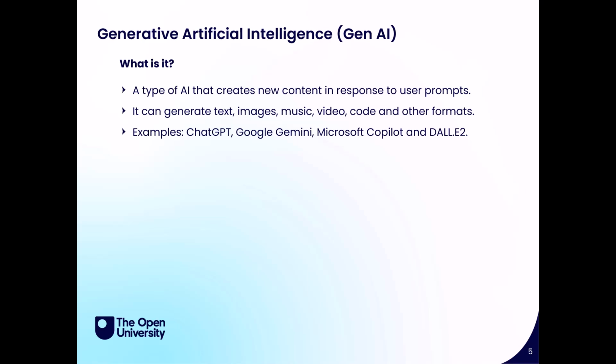But what is generative AI? It is a new type of AI technology that automatically generates or creates new content such as text, images, audio, video, and code in response to prompts given to it by users. ChatGPT and Microsoft Copilot are examples of text generative AI tools, while Adobe Firefly is an AI tool that generates images, video, and audio.